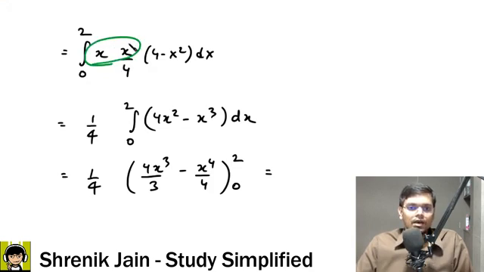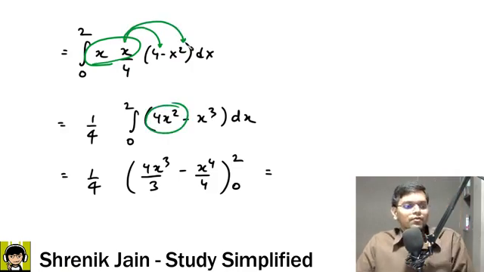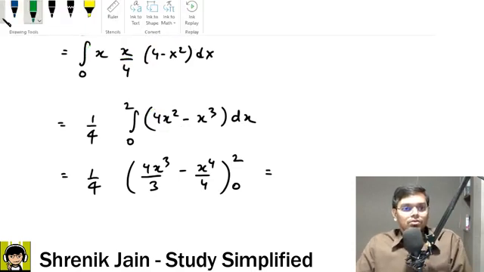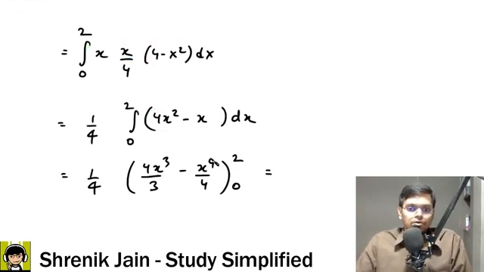When x square is multiplied to this stuff, understood, 4x square. But when x square is multiplied to this stuff, then x to the power 4, not x to the power 3. x to the power 4. So this would be x to the power 5 by 5.